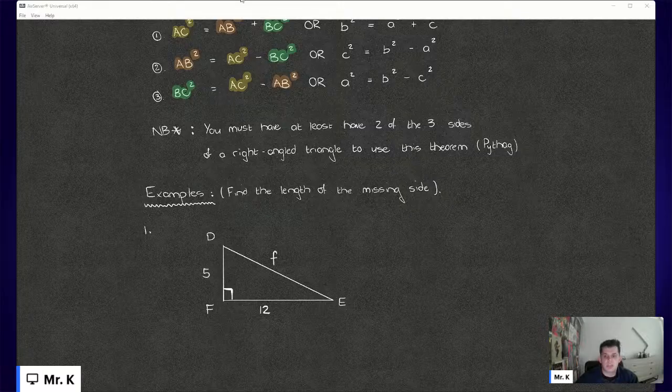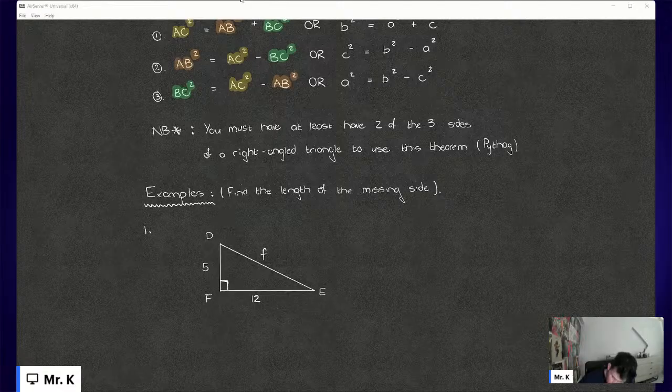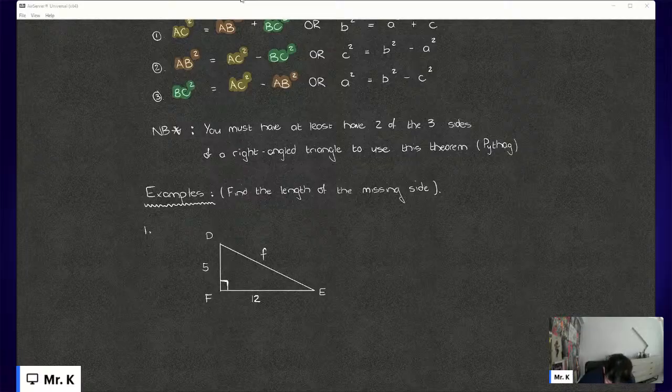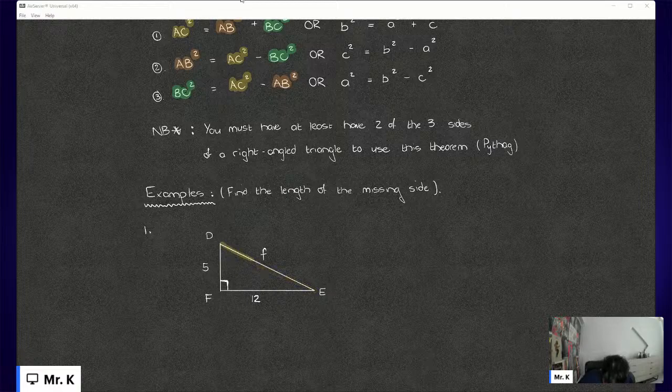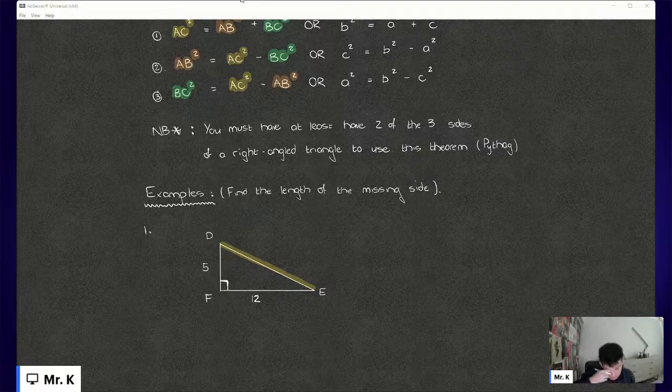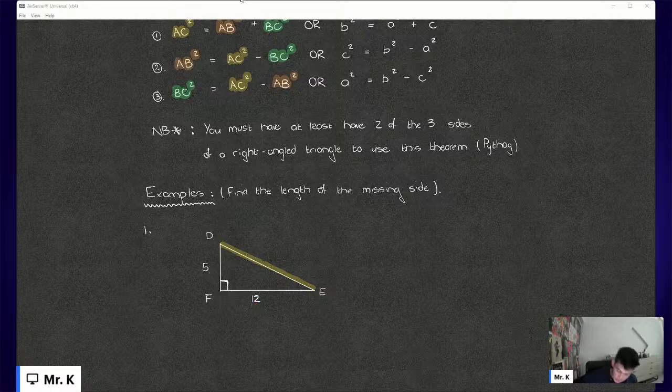So how are we going to do that? Remember, what does Pythagoras tell us in its theorem? The longest side of the triangle, in this case, DE, right? Side DE. You can actually erase the little f if you want to, guys, or you can keep it. It's up to you. But this longest side is going to be equal to the shorter side and the base added together once they've been squared.